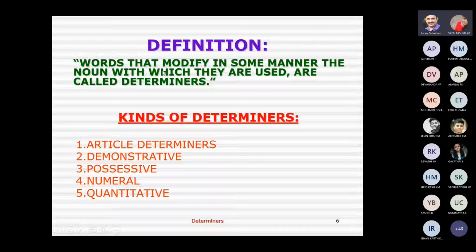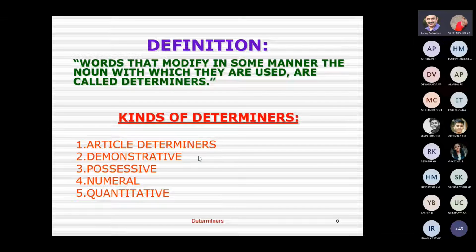Kinds of determiners. What are the types of determiners? You see, articles are determiners. All articles are determiners. All demonstratives are determiners. Possessives are determiners. Numerals are determiners. Quantitatives are also determiners. So these are the 5 varieties of determiners.